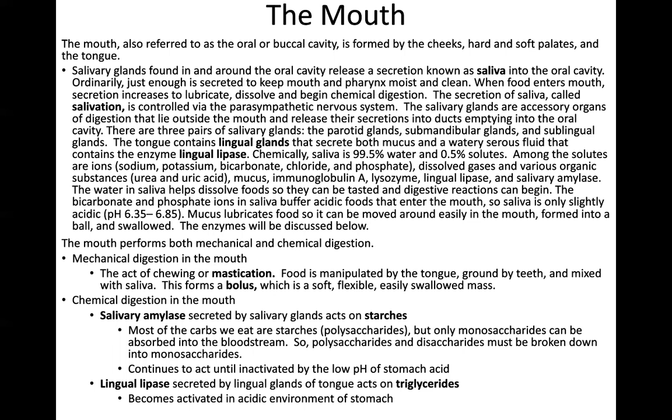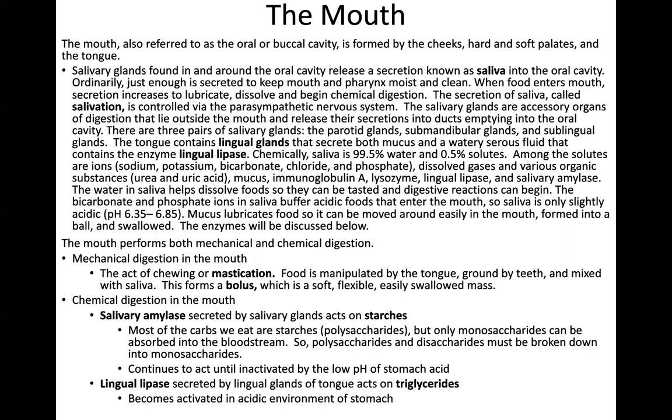Ordinarily, so not during periods where we're eating and drinking, we're secreting just enough to keep our mouth and our pharynx moist and clean. But when food arrives in our mouth, the secretion increases, and this is going to help us lubricate, dissolve, and begin chemical digestion. Secretion of saliva is called salivation. Pretty straightforward as to why we would do that. And it's a parasympathetic nervous system response. Once again, rest and digest. If you remember, we said SLUD. Salivation was the S for the parasympathetic nervous system activities.